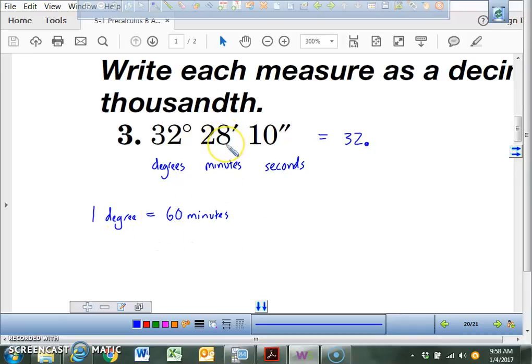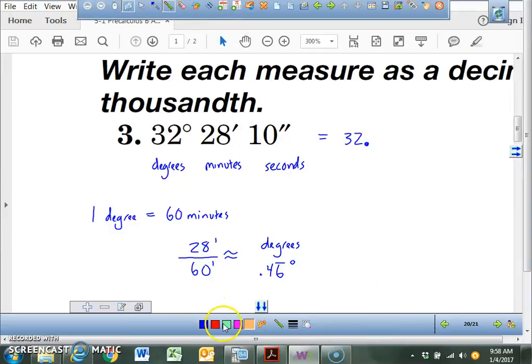Well, we don't have a whole degree, do we? We have 28 out of 60. So if we wanted to find the decimal that goes with this, we have 28 minutes out of 60 minutes. This would give us an approximate value of how many degrees we have. Now, this is kind of a ridiculous decimal. What is it? 0.46 repeating. So that's how many degrees we have: 0.46 repeating degrees.